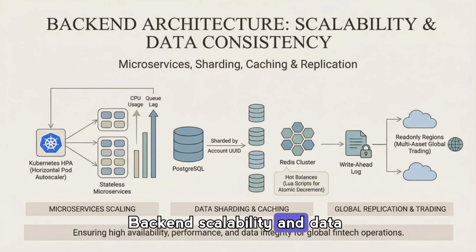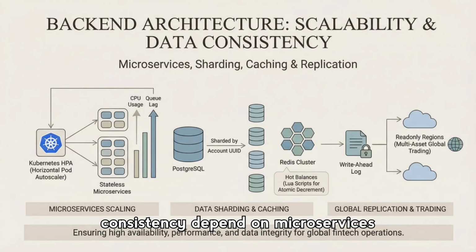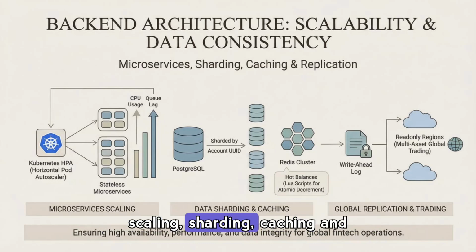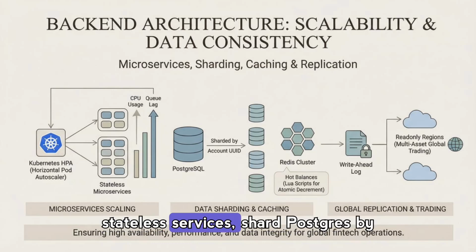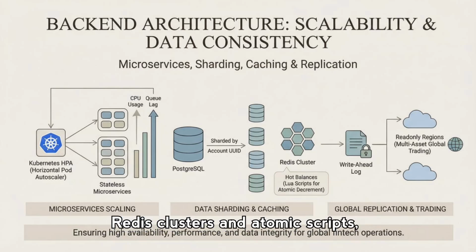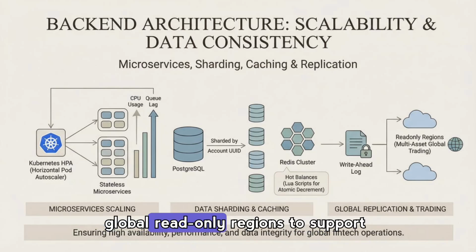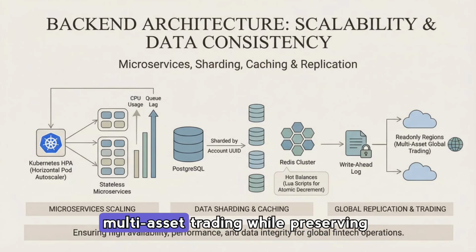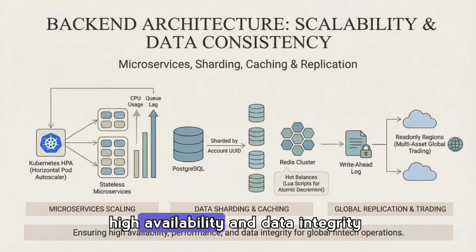Back-end scalability and data consistency depend on microservices scaling, sharding, caching, and replication. Use Kubernetes horizontal pod autoscaling for stateless services, shard Postgres by account UUID, front hot state with Redis clusters and atomic scripts, and rely on write-ahead logs plus global read-only regions to support multi-asset trading while preserving high availability and data integrity across geographies.